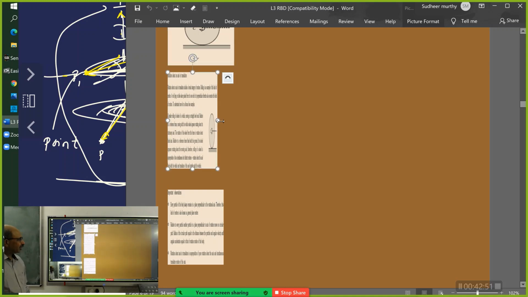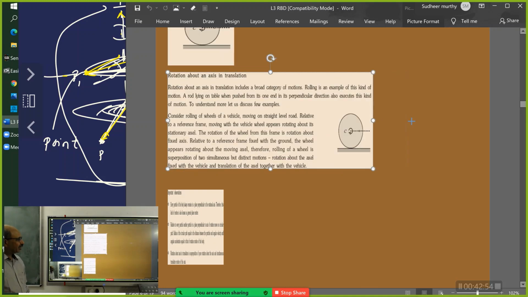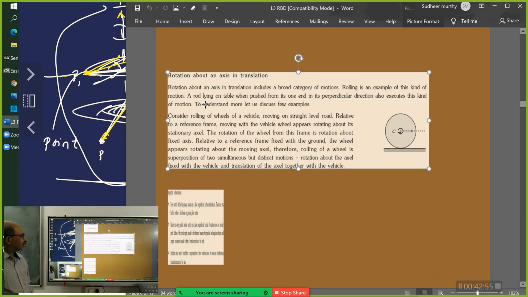Now, if you still want to read something, you can read quickly. So this is a rotation about an axis. Translation is a broad category of motions. Rolling is an example of this kind of motion. A rod lying on a table, when it is pushed from one end in its perpendicular direction, also executes this kind of motion. To understand, let's look at a few more examples.